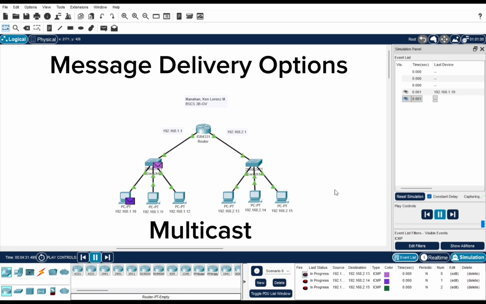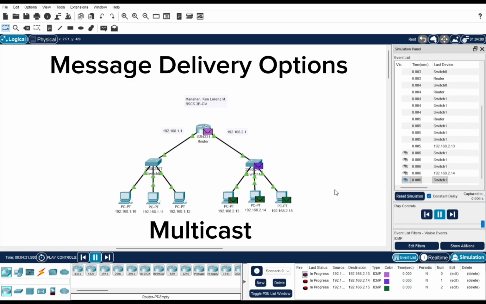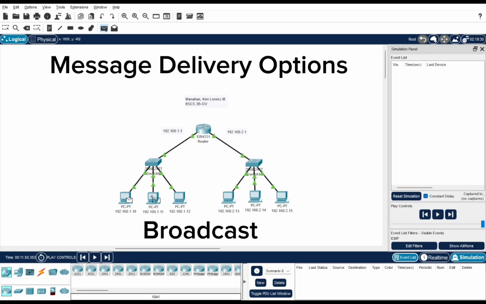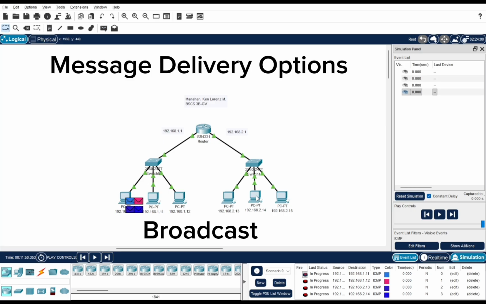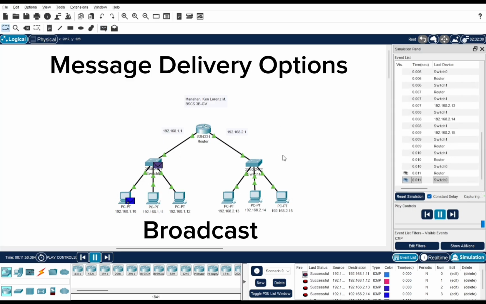Communication can also be multicast. It means, in this network, this computer is sending data packets to these 3 devices, but not all of the devices. Then this will come under multicast, because there is a sender and a group of receivers, but not all are receivers. The third one is broadcast. Broadcast means one sender and all are receivers.